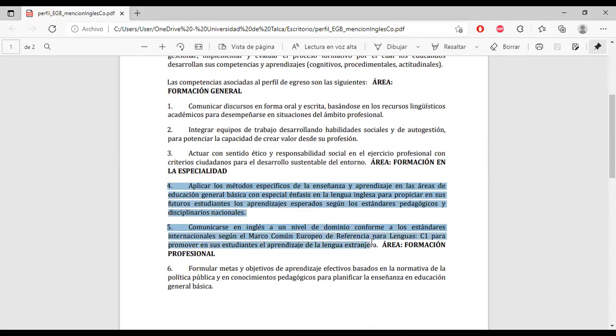Up to here. This is especialidad. Related to which area? ¿La especialidad es como la mención o no? La mención, yes, the special minor that we have. That's something special. Yes, you have extra modules to prepare yourselves to be able to teach.